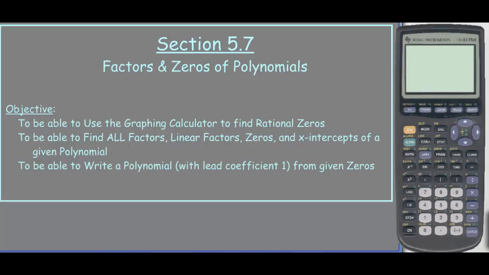I hope you feel a little bit better about using your calculator to find rational zeros and being able to find factors, linear factors, zeros, and x-intercepts of a polynomial, and to be able to write a polynomial from given zeros.